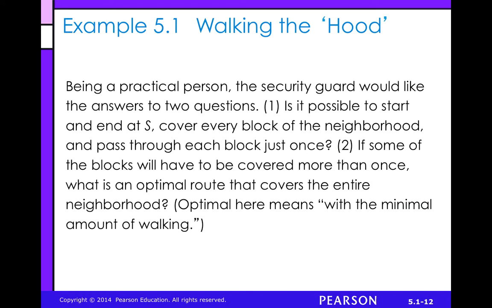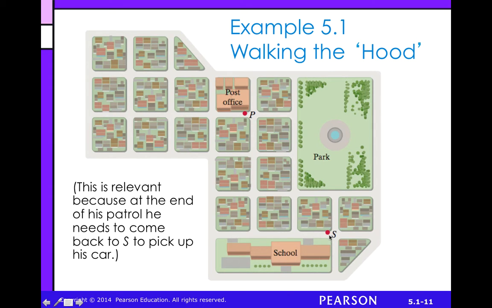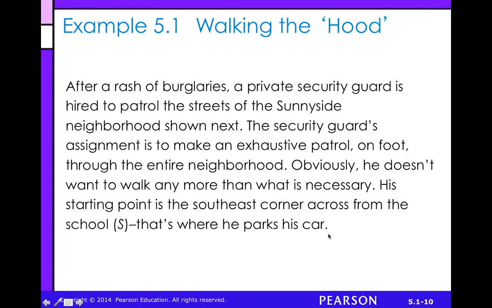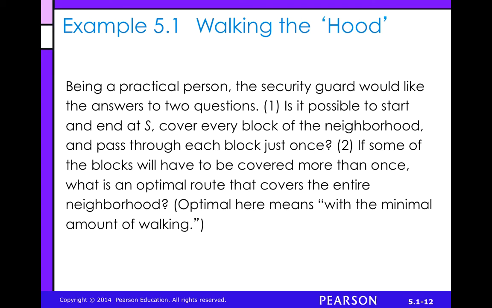So the security guard has two questions to ask. Is it possible to start and end at my car at S, which again is just right here where he parks? Is it possible to start and end at S, cover every block of the neighborhood, and pass through each block just once? So exactly once. Well, that's a yes or no question, right? Is it possible? Well, yes or no, right?